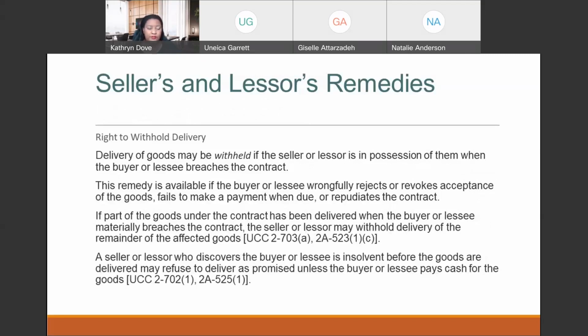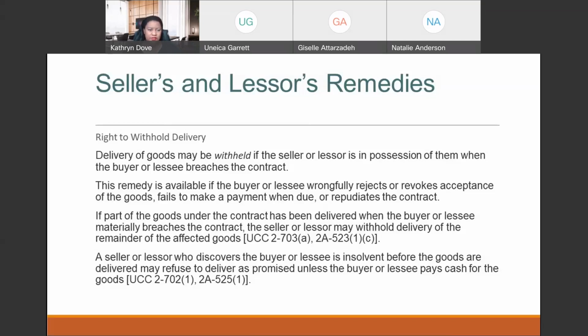Right to withhold delivery. Delivery of goods may be withheld if the seller or the lessor is in possession of them when the buyer or the lessee breaches the contract. This remedy is available if the buyer wrongfully rejects or revokes acceptance of the goods, fails to make payment when due, or repudiates the contract. If part of the goods under the contract has been delivered when the buyer materially breaches, the seller may withhold delivery of the remainder of the goods.